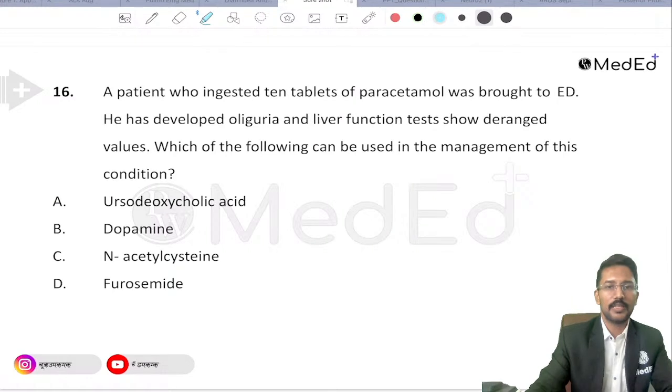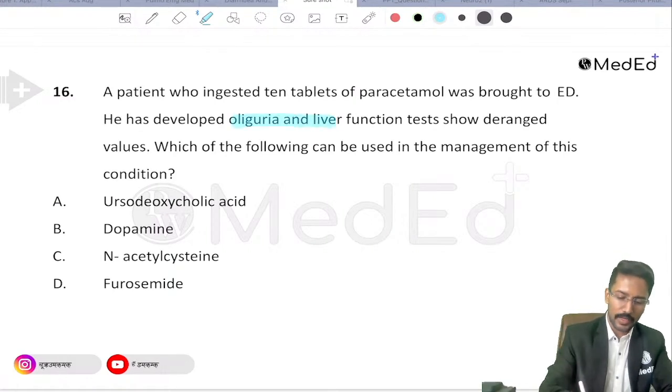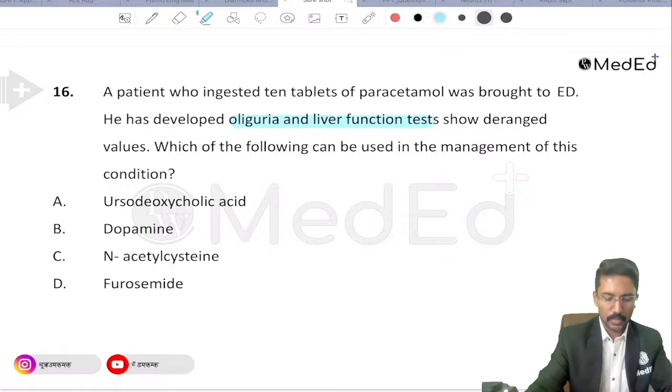A patient who ingested 10 tablets of paracetamol was brought to emergency room. He has developed oliguria and liver function test showed deranged values. Which of the following can be used in the management of this condition?